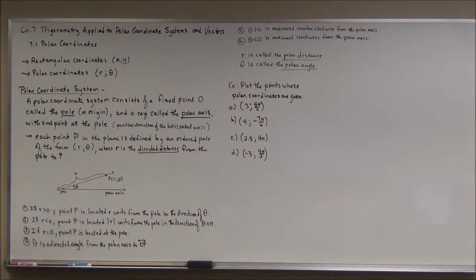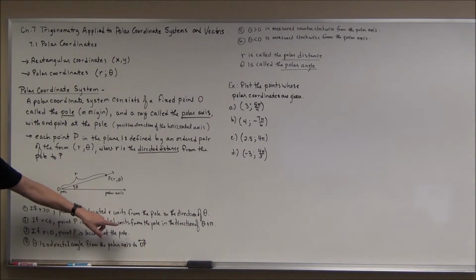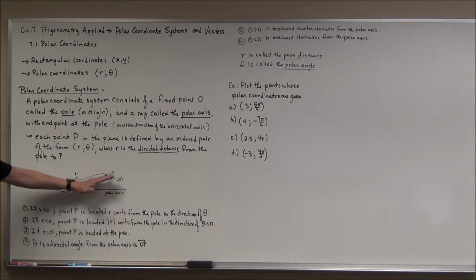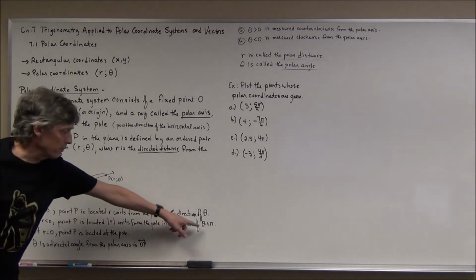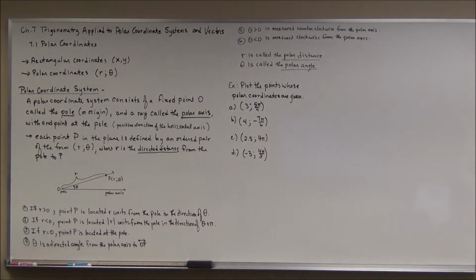But if r is negative, so we have a negative polar distance, then point P is located the absolute value of r units from the pole, but in the exact opposite direction. Notice theta plus pi, or theta plus 180 degrees. So instead of going out this way, we would come back this way in that direction. And if r is equal to 0, that means that the point is on the pole itself. It's at the origin.